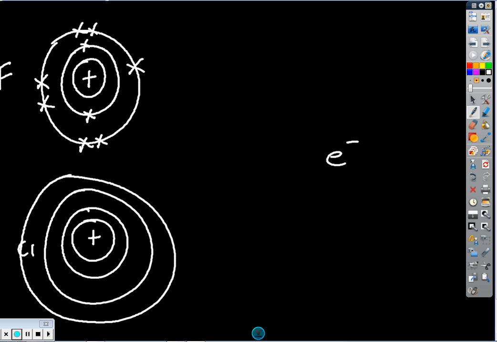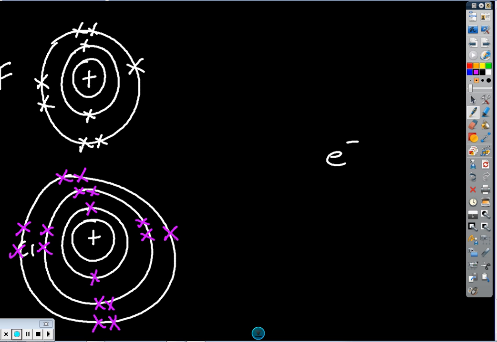I'll just make these electrons in a slightly different color because they'll be a little bit easier to see. So we have pairs of electrons, 4 of them of course, to make up our 8 electrons here. And then we have 3 pairs of electrons in the outer shell of the chlorine, and of course we have 1 electron on its own.